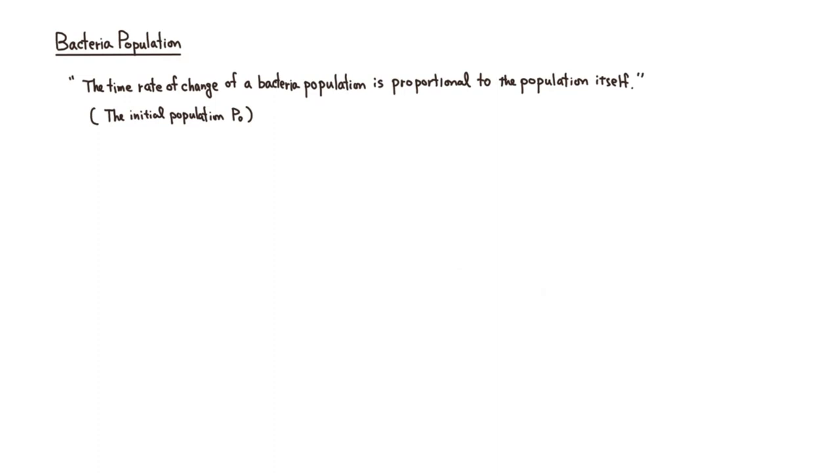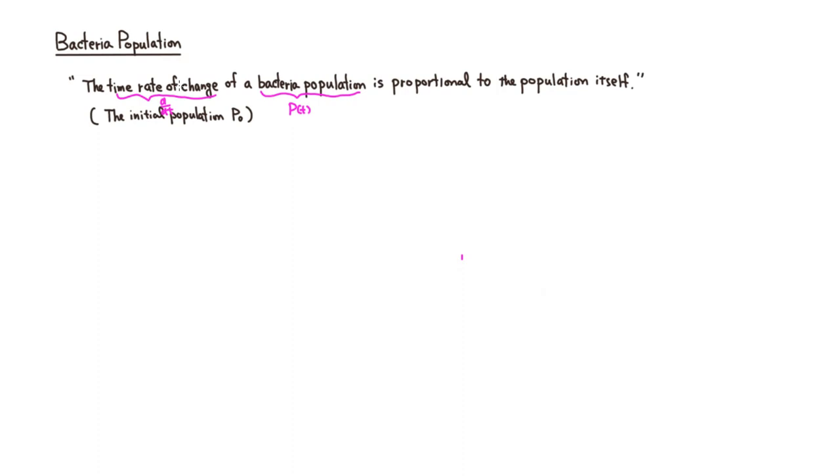All right, so let's try to rewrite this description in math notation. First thing is the time rate of change of a bacteria population. Let's say for the bacteria population, we're going to use the letter P. Since it depends on time, I'm going to use P of t. And time rate of change is the derivative, so this is the derivative with respect to time.